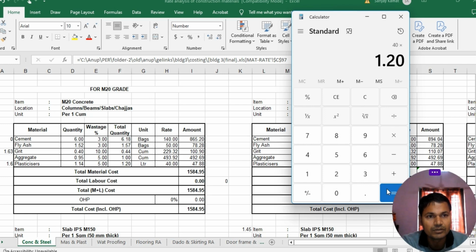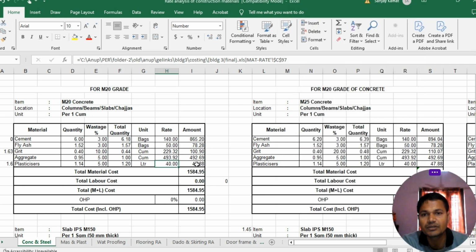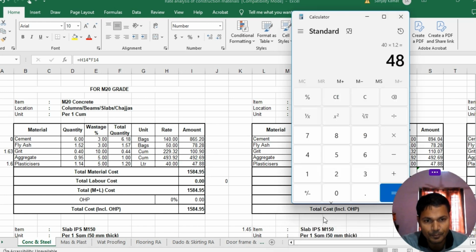1.20. Okay, so if you do, then how much will it come? It will come to 48. See, we have not done the round up, so we can do it after round up. This will be approximately 48 only. Okay, so 48 you can do.